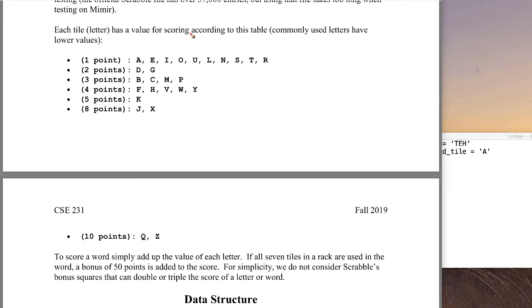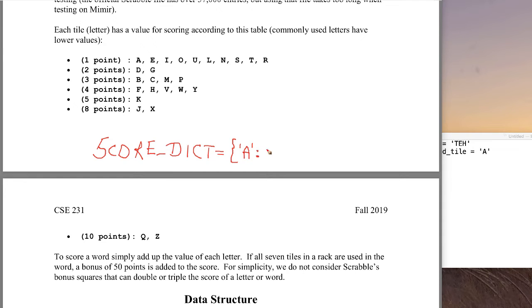A has a value of 1. And here's K. K has a value of 5. And so on. Just build that by hand using all these values. Don't forget the Q and the Z in there. Okay, that's what that is.